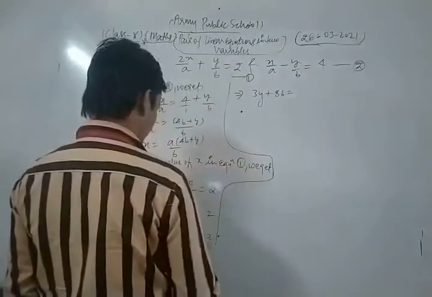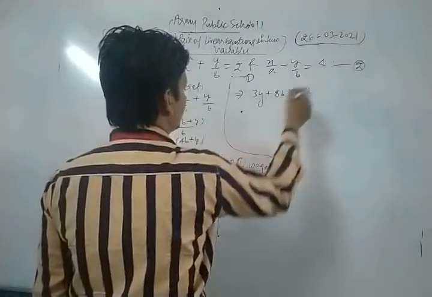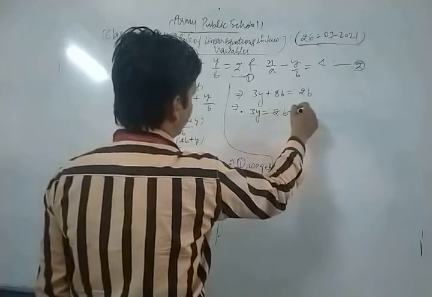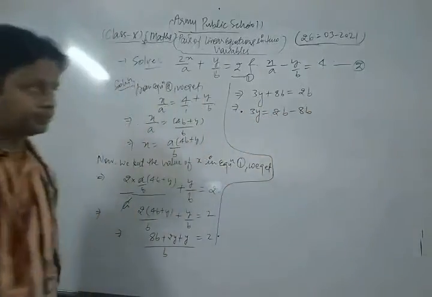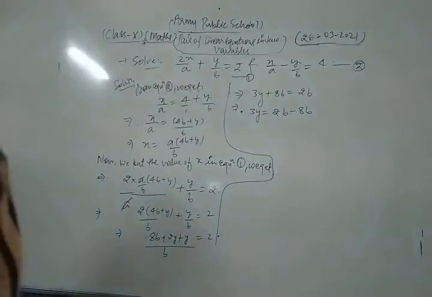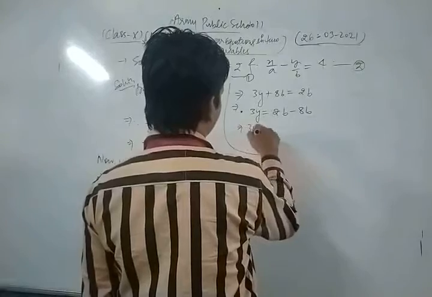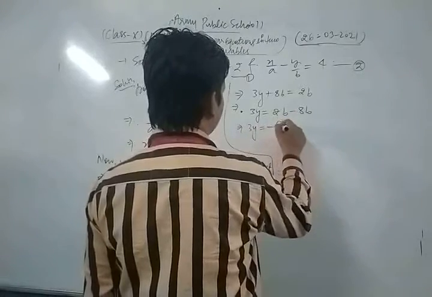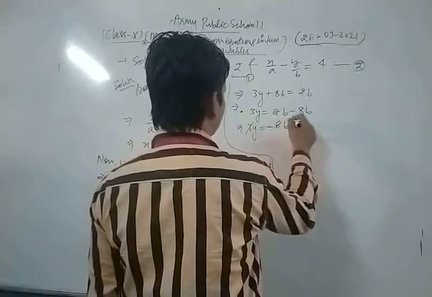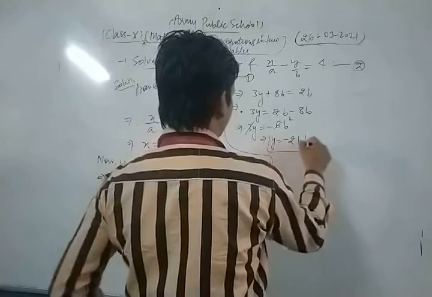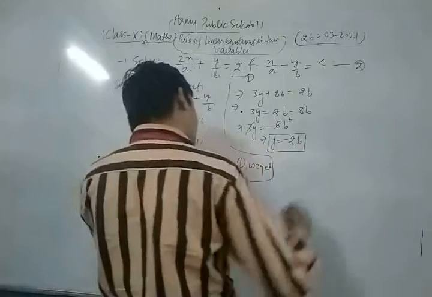is equal to 2b. Thus 3y is equal to 2b minus 8b. So we get 3y is equal to minus 6b. So 3 2 are 6, that is y is equal to minus 2b. This is the first answer.